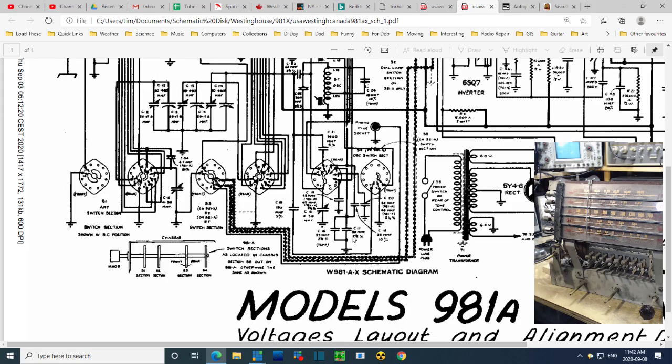Just reading everything here. Oh, to tube heaters and dial lamps. And this is where they would have written it. If they're going to write it anywhere, they would have wrote it right there. Well, we know what it is. It's a 6.4 light bulb. Okay.